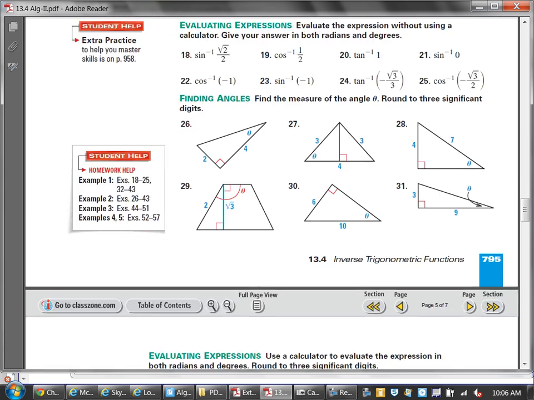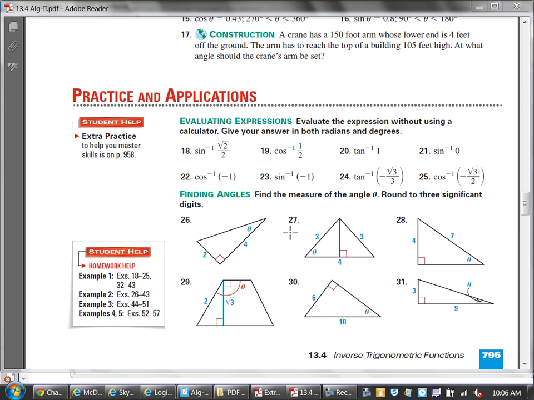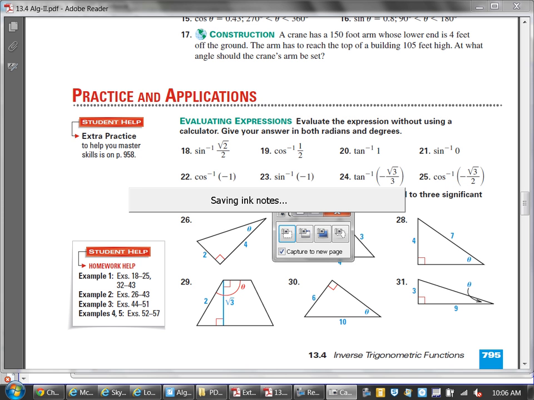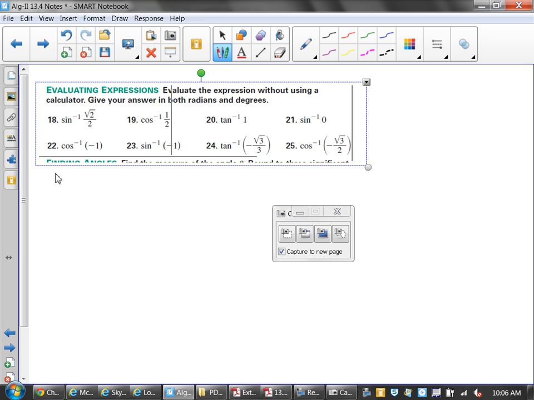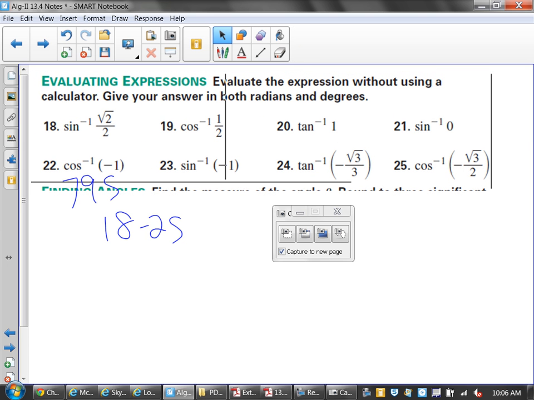This is on page 795. There are 8 of them, 18 through 25. I believe it says to give an answer in degrees and an answer in radians, please. Remember the quick little parameter of that.